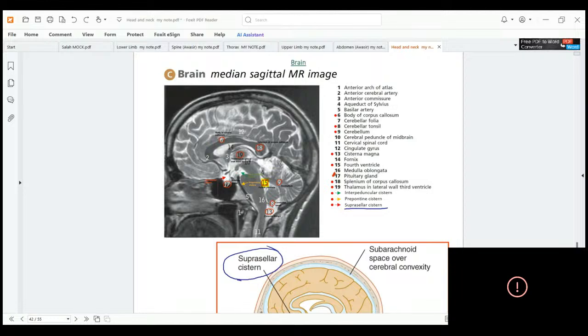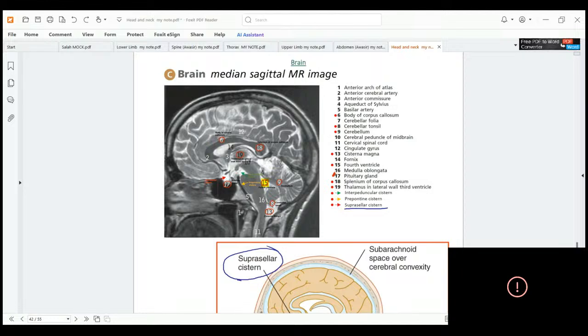Number 8 is the cerebellar tonsil. Nine is the cerebellum. 13 is the cisterna magnum. 15 is the fourth ventricle. 18 is the splenium of the corpus callosum.